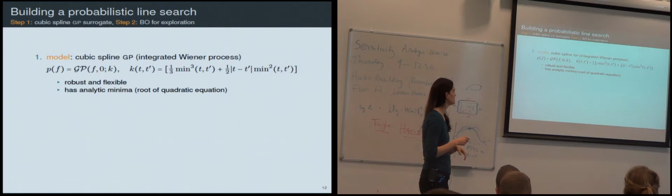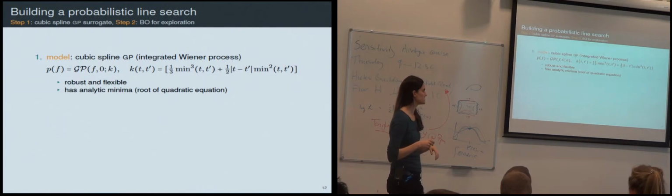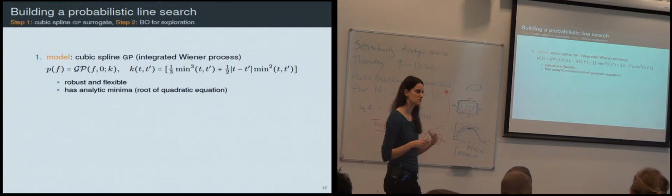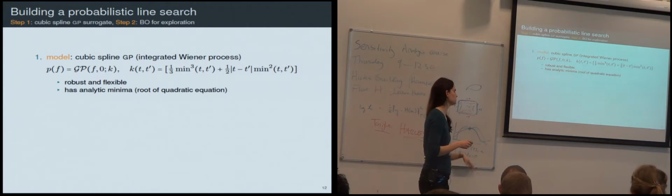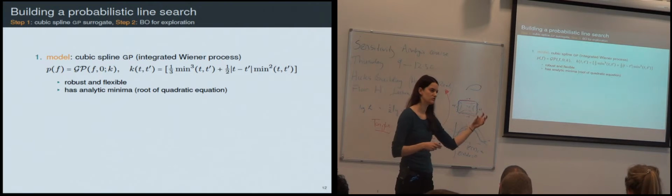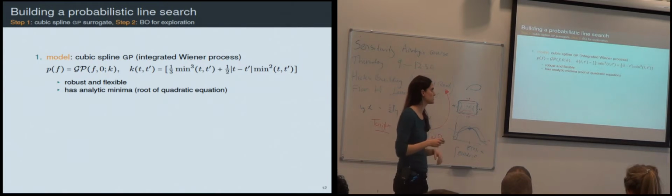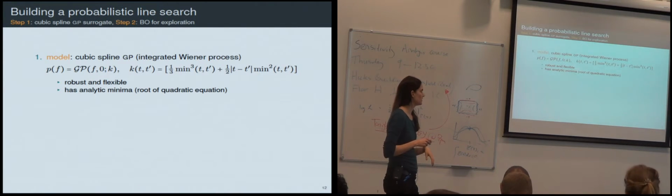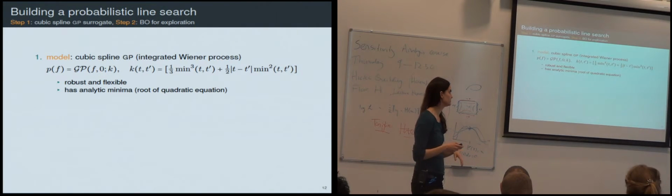Okay, so the GP we're going to use is an integrated Wiener process. The kernel looks a little bit cryptic, but basically it's the process that just assumes one derivative. And the means are cubic splines. And therefore it's very robust, but also still very flexible. So you can think of it as the straightforward extension of a third-order polynomial to the probabilistic setting. And the nice thing is, like a third-order polynomial, it also has analytic minima.